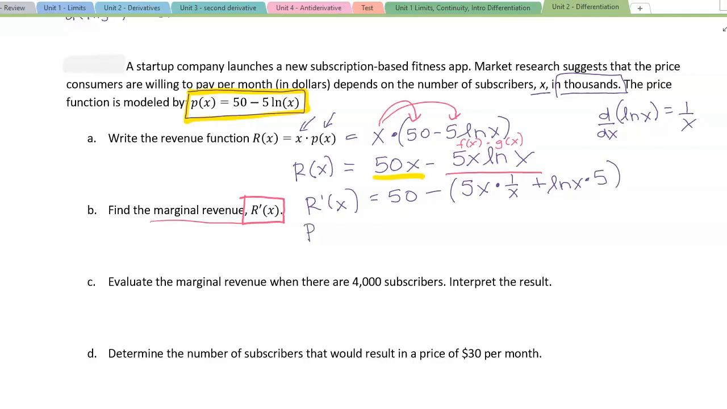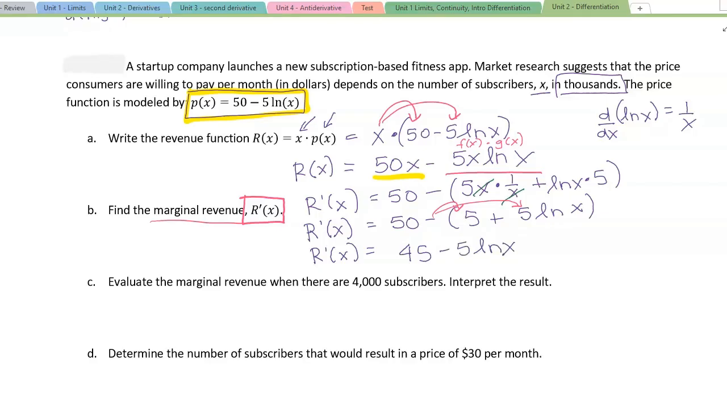Okay, let's clean this up a little bit. In the second term, the X's are going to divide out, leaving us with just 5 plus, and then for this third term, I'm going to put the 5 out in front. So I get 5 natural log X, and just a little bit more arithmetic, 50 minus 5 is 45. And then I still need to distribute the negative to that 5 natural log X, so this will be minus 5 natural log X. So this is the derivative, also known as marginal revenue.